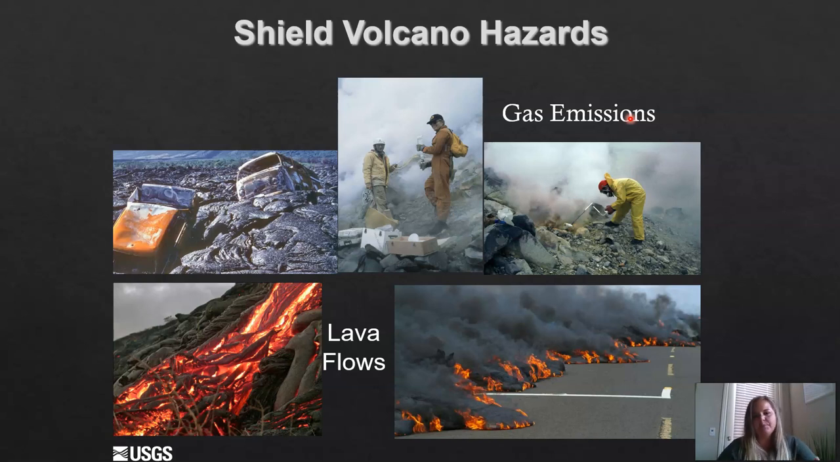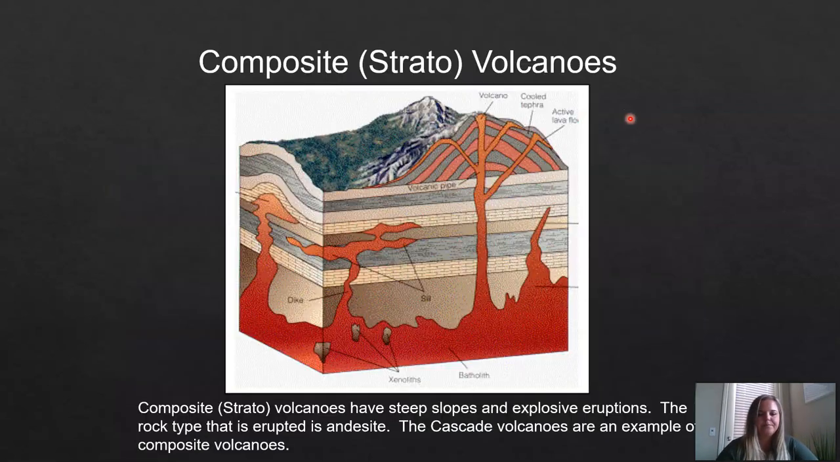Hawaii is fairly predictable as far as a volcano is concerned, so there's not a whole lot of active deaths constantly happening just because the volcano is erupting. But because the volcano erupts so much, that kind of aids in their preparedness there.